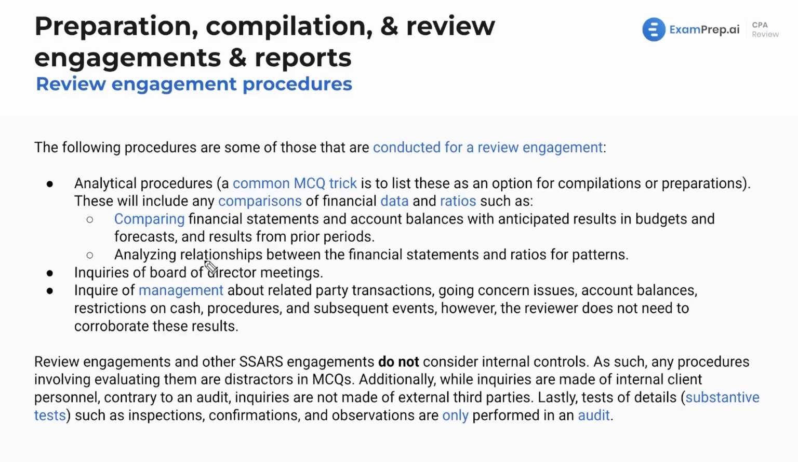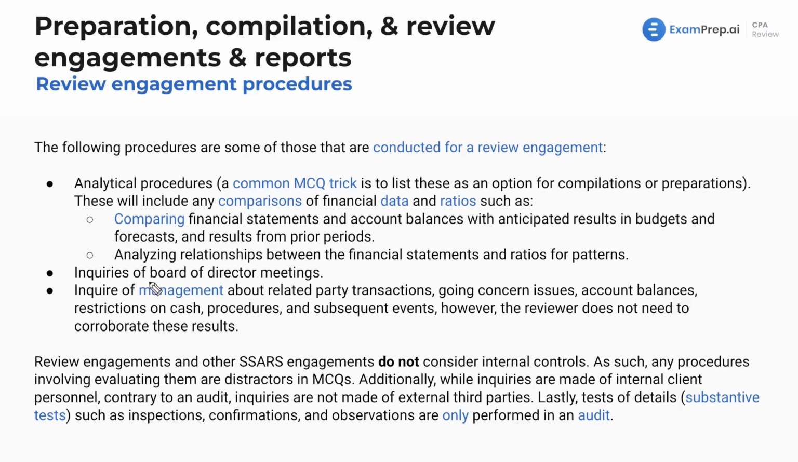You're also going to analyze relationships between the financial statements and ratios for any patterns. You're going to be incredibly intelligent here. You're going to use your mind, your beautiful big brain there, and look for any patterns. And if any, let's say, months break those patterns, you're going to look around in the financial statements. Are there any accounts that just opened up randomly? You're going to ask questions. You're going to do a lot of inquiries, because really what you're going to do is inquiries and analytical procedures. Those are your two main tools.